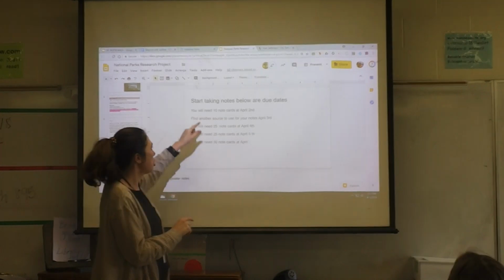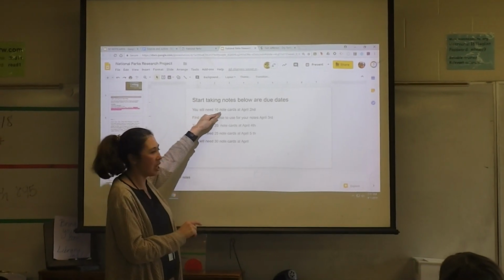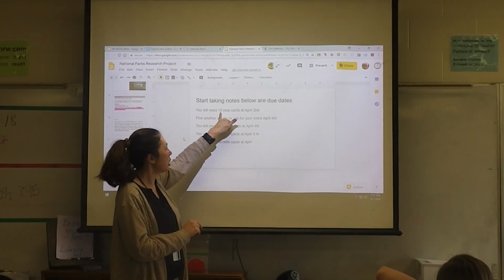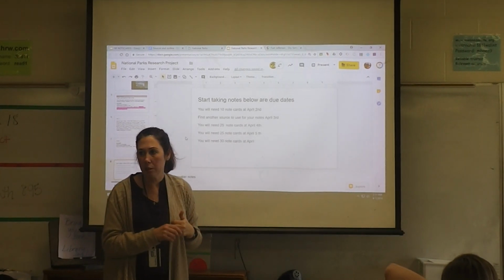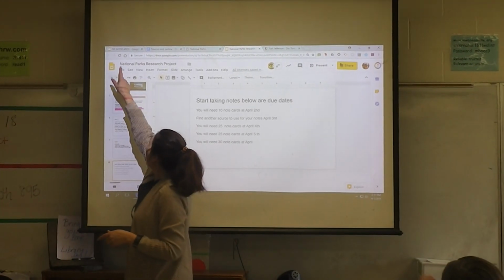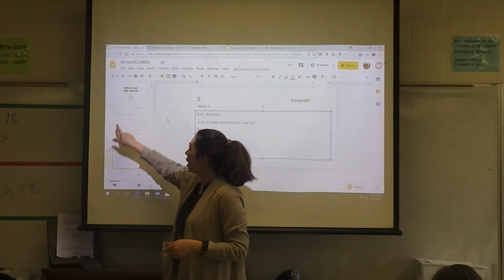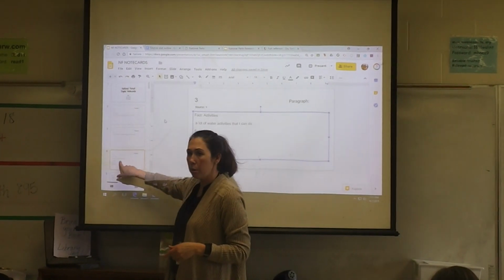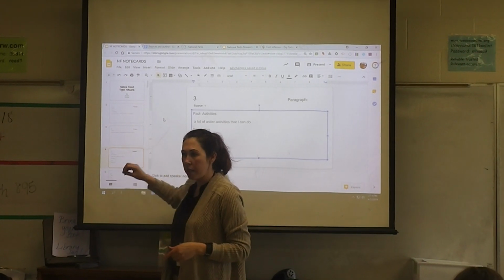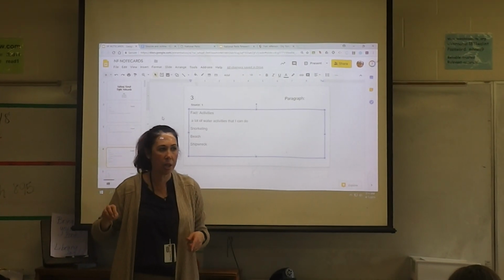Right now, though, you should be working on note cards. And by tomorrow, at the end of class, we're going to try to have 10 note cards done. And these are the note cards right here. So basically, a slide is a note card. Again, we're putting source 1. We're putting our information down. Does anybody have any questions?